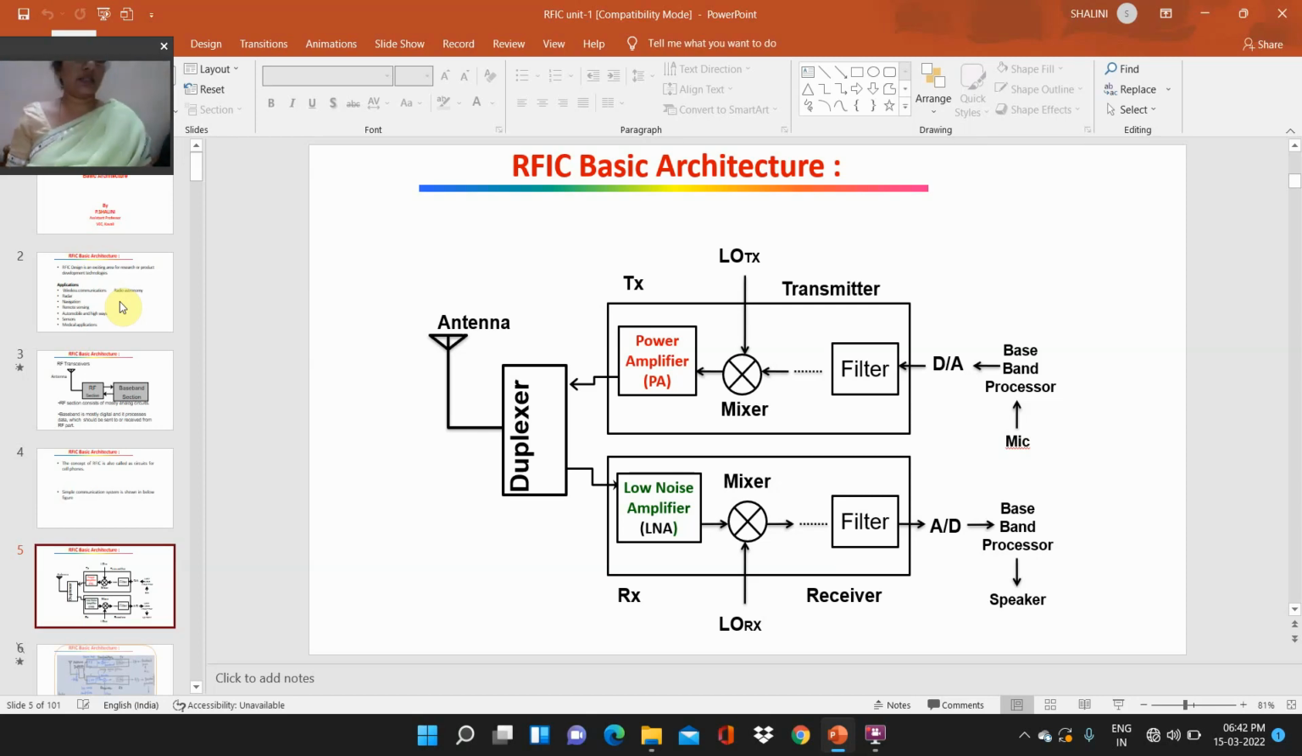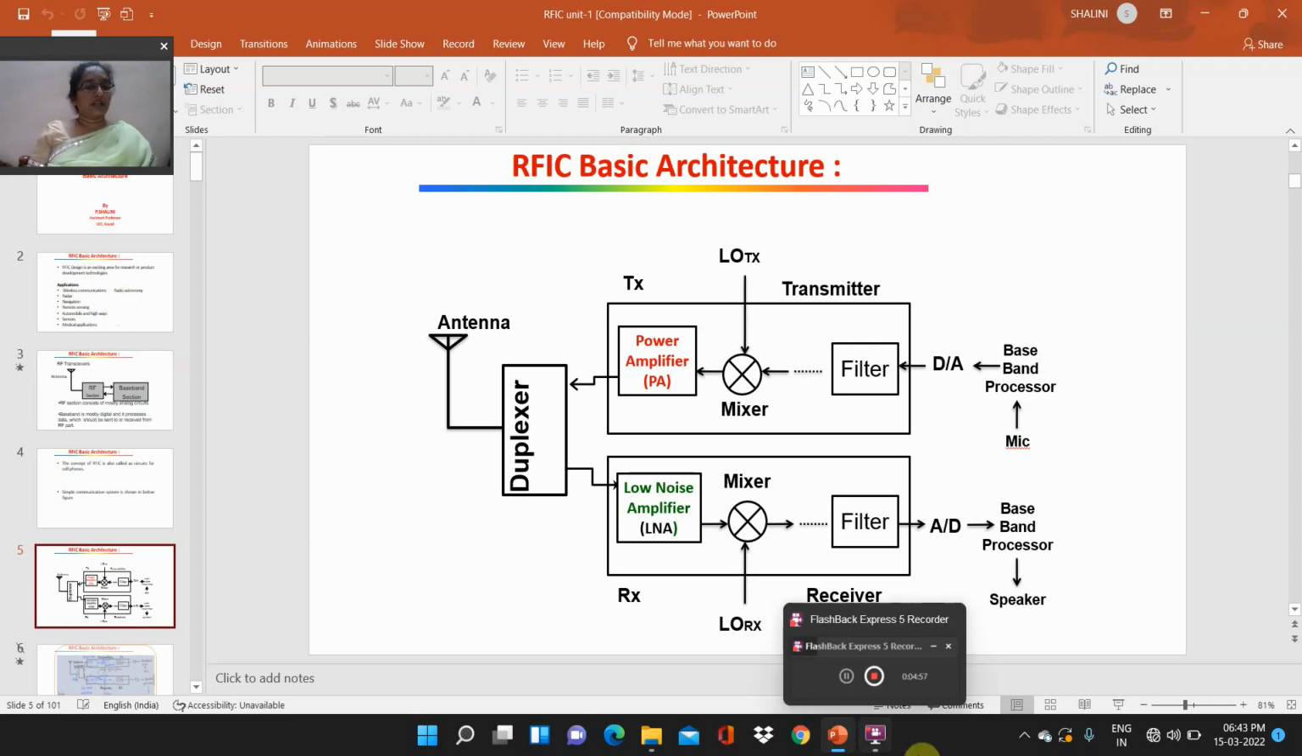If it is transmitted with maximum power strength, then the signal will be detected very soon and with clarity. Next, the same signal will be detected by the antenna, and that antenna is connected to the duplexer, and in the duplexer the signal is isolated to the receiver section. So what are the blocks involved in the receiver section?